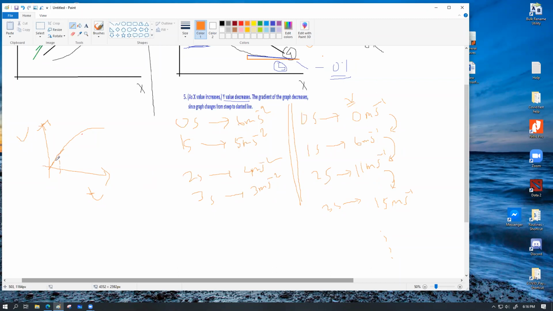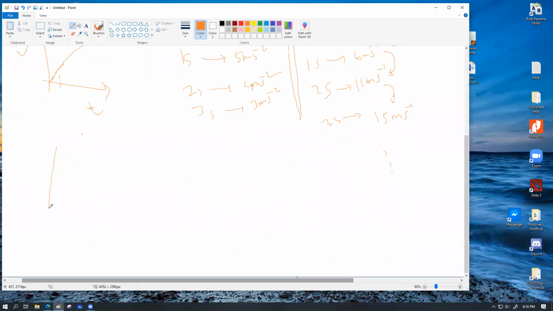This kind of graph is pretty common for the parachutist graph, where a parachutist jumps from a high-flying aircraft, and as he falls through the atmosphere, because of air resistance, he has a VT graph that looks like this. I'm going to get into the parachutist graph exclusively, so don't worry.